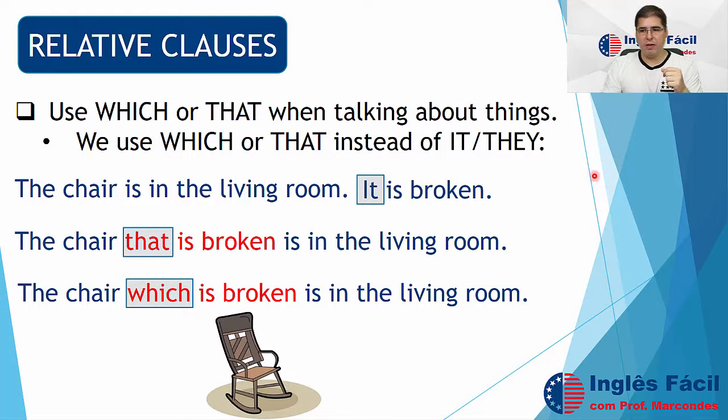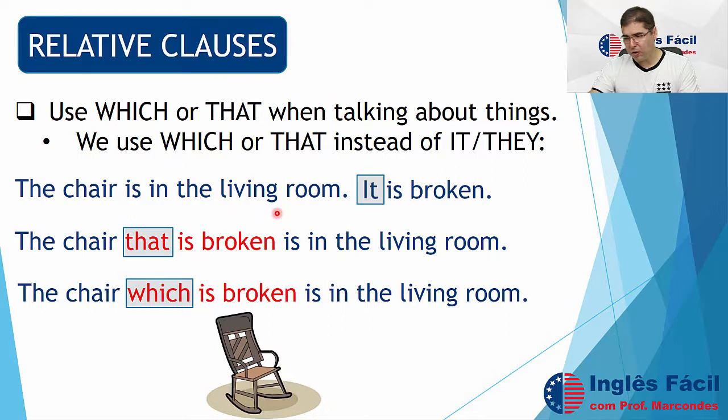Again, pay attention now. In the first sentence here, we have the chair as the subject. What is in the living room? The chair. Now, in the second sentence, we have also the chair as the subject, okay? What is broken? The chair. It is broken. So in both sentences here, the chair, or it, of course, it can be replaced by it, is the subject of the sentence, right?